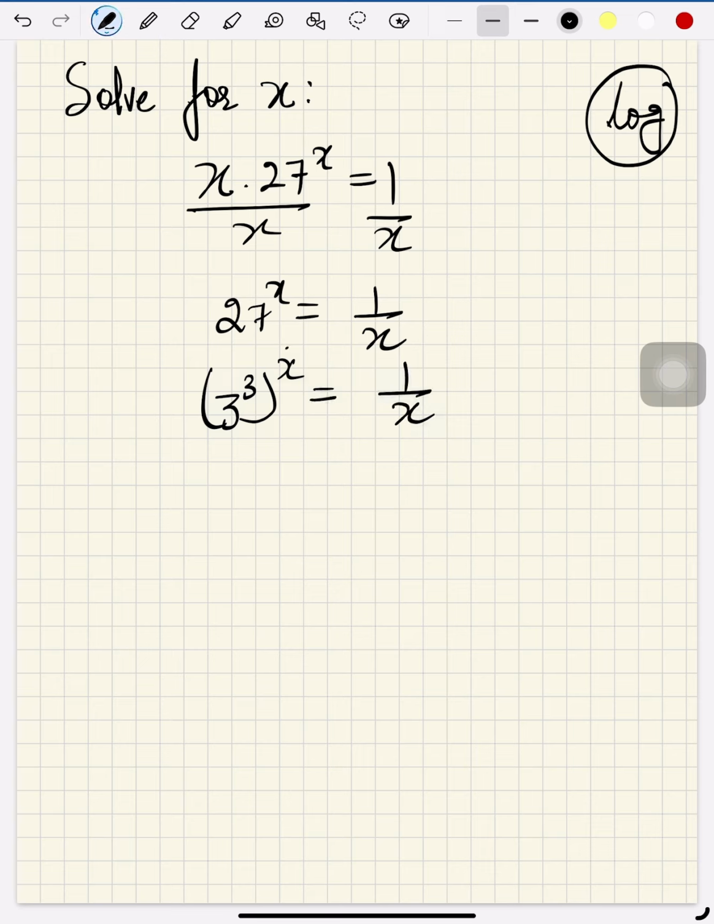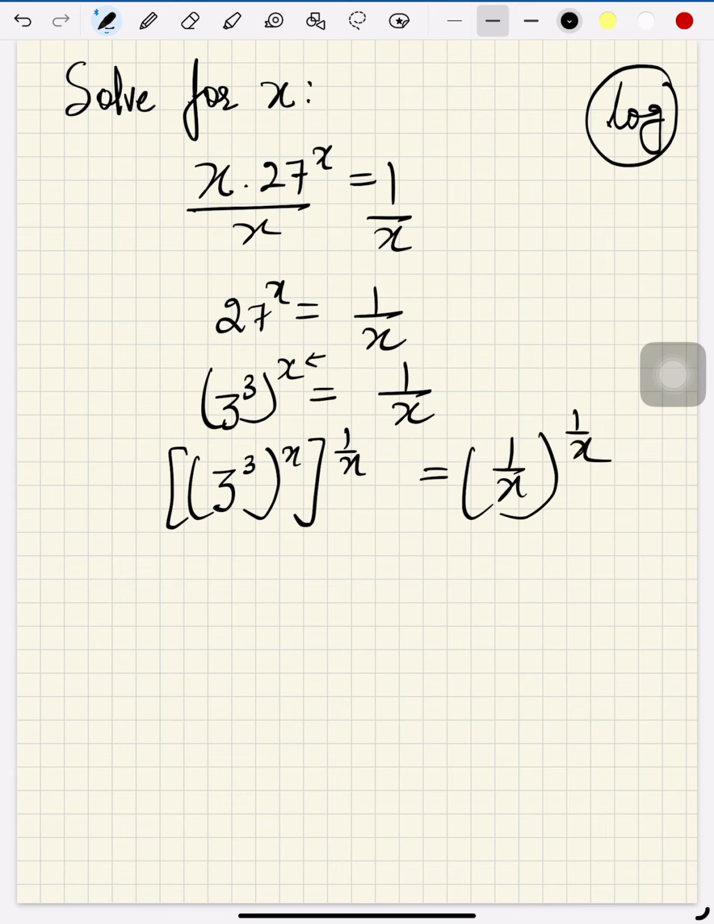Whatever the power is, if you want to get rid of this power, like if the power is fifth, we can do fifth root each side. If the power is 2, we can do square root each side. Right now the power is x, so we can take the root x each side. The root x means what? The power is 1 over x, so that becomes 1 over x to the power 1 over x each side.